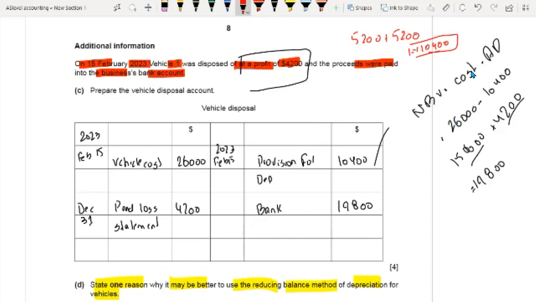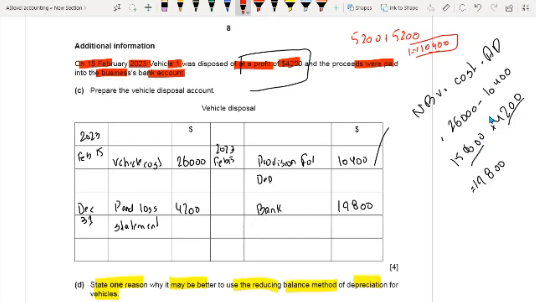So net book value is equal to cost minus AD, meaning accumulated depreciation. So cost was $26,000 and AD was 10,400. So as you can see, this is 15,600, because this is the net book value of your vehicle. But because we gain profit, whenever the person to whom we are selling our asset, that person would be giving us the 4,200 amount plus its net book value. So net book value was 15,600.